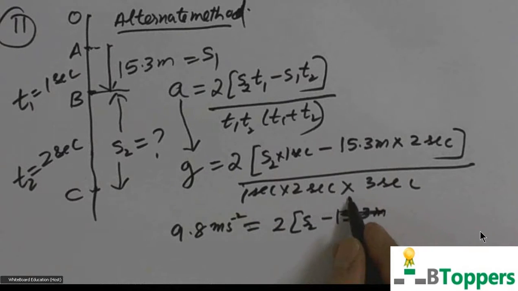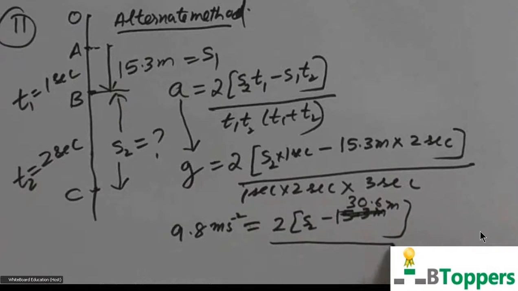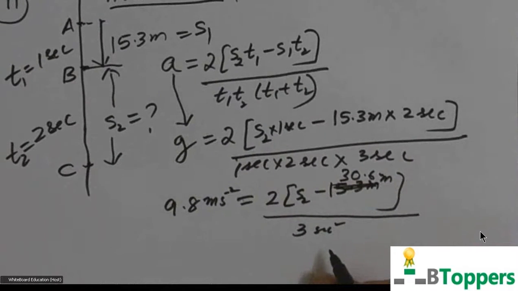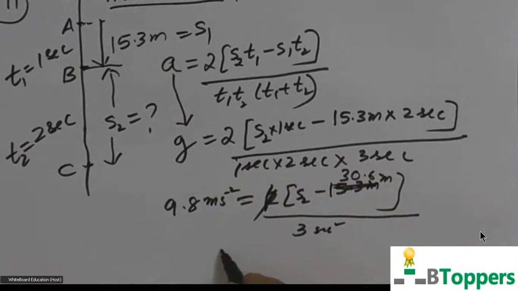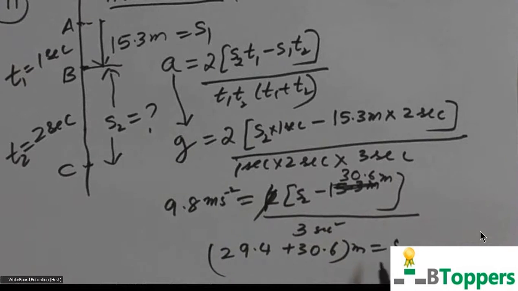15.3 into 2 you can write as 30.6 by... this you can simplify further, and you can simplify it yourself and complete the calculation part. This 2 also gets cancelled here. So you get 29.4 plus 30.6 meters equal to S2. So you get the same answer, that is 60 meters.